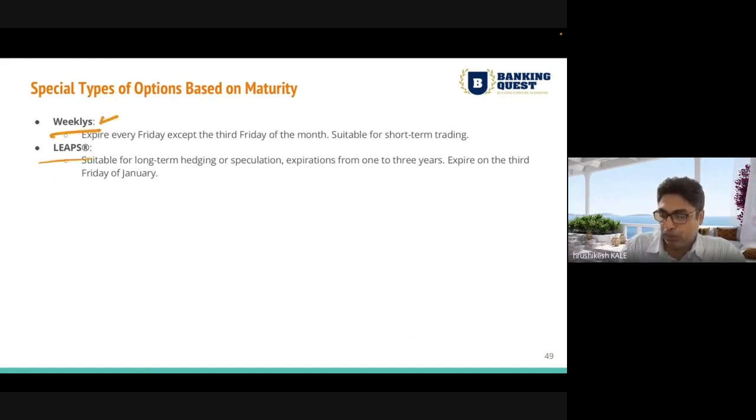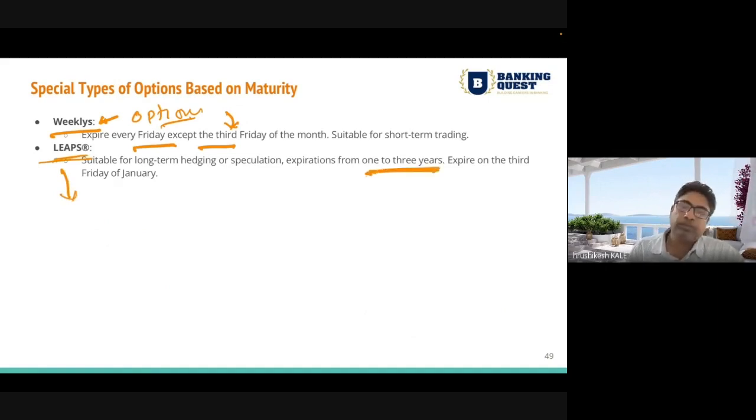Expiries on weekdays also. So you will have weekly expiry. Every Friday you will have weekly expiry, except the third Friday, because on the third Friday you will have monthly expiry. So people can trade every day in options on weekly expiry. These are LEAPS. LEAPS are for long-term periods, and they expire from 1 to 3 years. And they always expire on the third Friday of January.